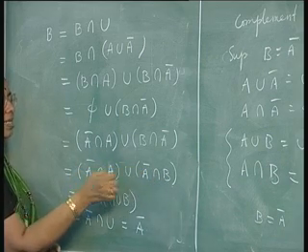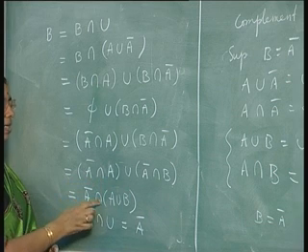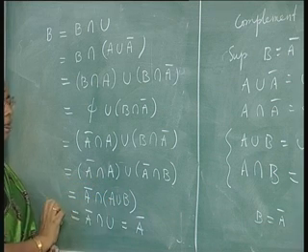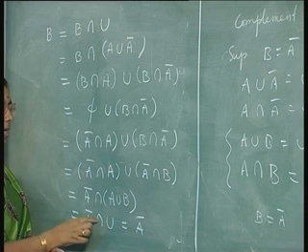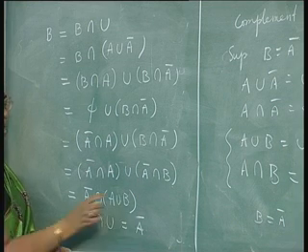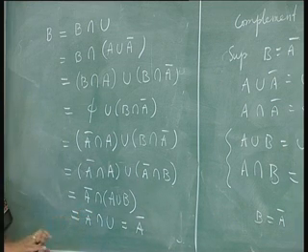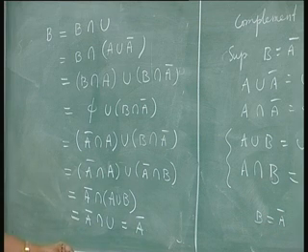and applying the distributive law in reverse, you can write it as A bar intersection A union B, and A union B we know is the universal set. So, A bar intersection universal set is nothing but A bar. So, B is equal to A bar, or the complement of a set is unique.